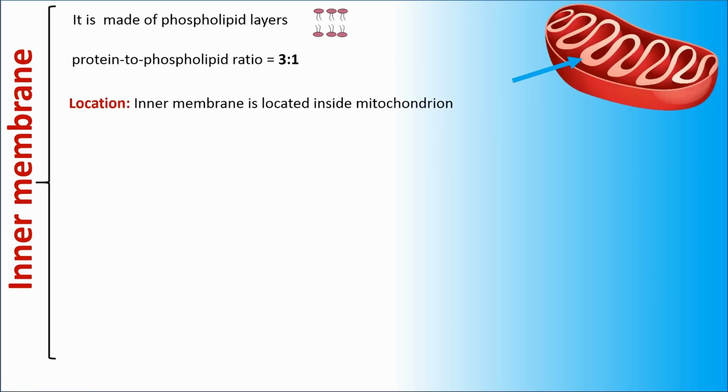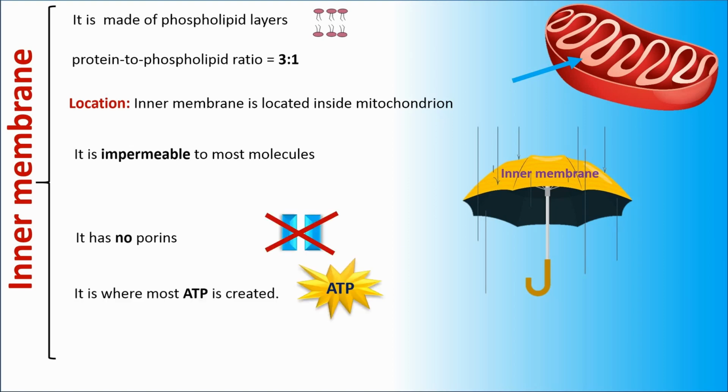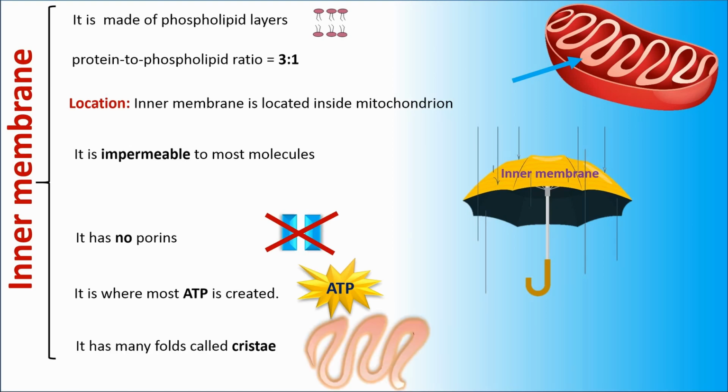Inner membrane is made of phospholipid. Protein to phospholipid ratio is 3:1. The inner membrane is located inside the mitochondrion. It's impermeable to most molecules. It has no porins. It's where most ATP is created, and it has many folds called cristae.